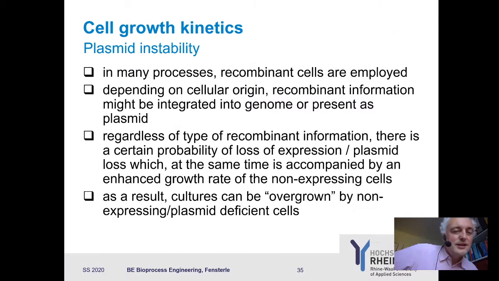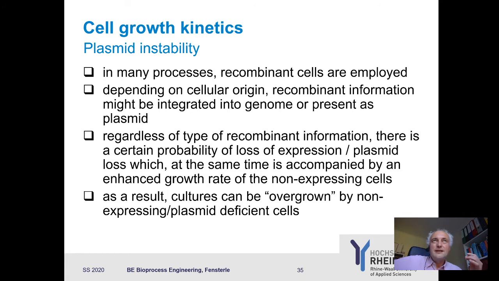Okay, we can look at examples with respect to cell growth kinetics, and one example I want to show to you, but I don't want to calculate that. I just want to show it, and the result is plasmid instability. Often you have recombinant cells which are used for production, and if these are E. coli cells or so, what you do is you put in your expression plasmid, and this is what you use to produce your protein. You can integrate that into your genome, or it can stay there as a plasmid.